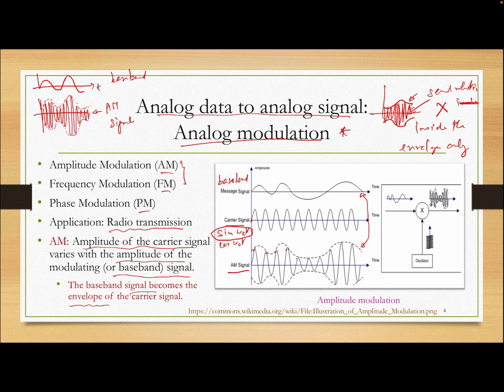Now let's look at how to do this in terms of the device. You have the input baseband coming in, and you multiply it with the carrier, which is a sinusoid. This is the oscillator that gives you the sinusoid. You multiply them together, and you get the AM signal.